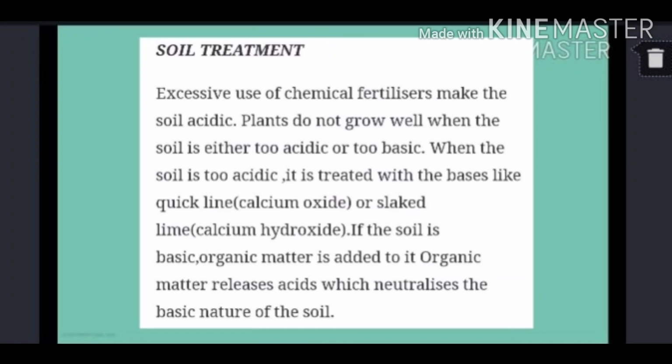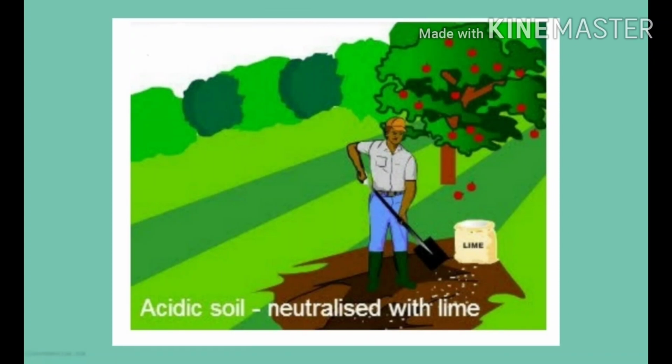In case soil becomes too acidic, it is treated with bases like quicklime, and we can also use calcium hydroxide. If it becomes basic, then we can add organic matter to it so that it releases acid which neutralizes the basic nature of the soil.